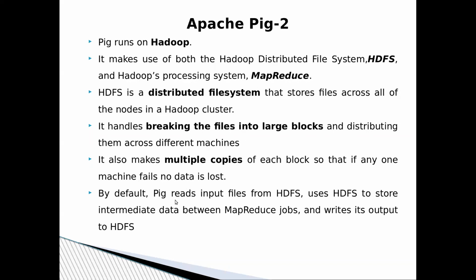So what Pig does is it reads the input files, it picks up the files which need to be analyzed from HDFS, and again uses HDFS to store the intermediate data between MapReduce jobs. When you are processing your data, a lot of intermediate data is generated, which is also kept on the Hadoop distributed file system, and the output files are also written on HDFS. One thing we are mentioning here is that Pig uses HDFS, that means it uses the distributed file system environment of Hadoop, but it can work with the local file system also.